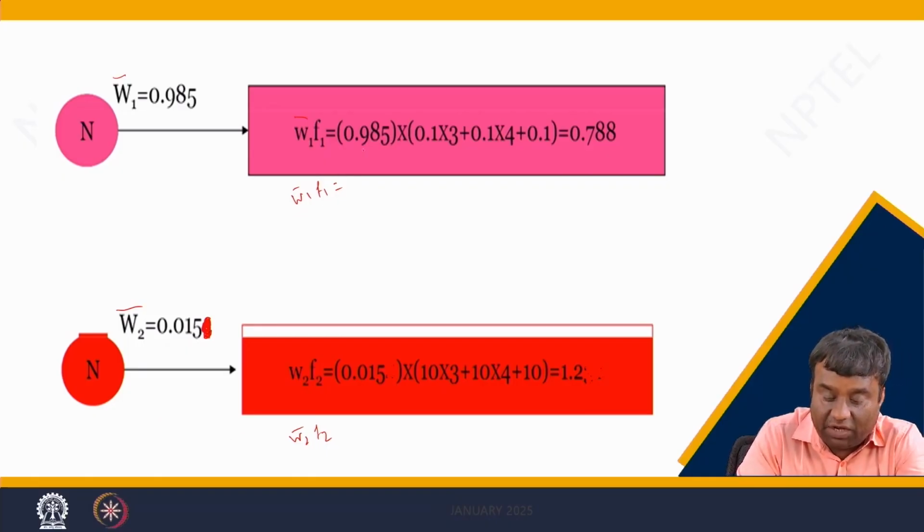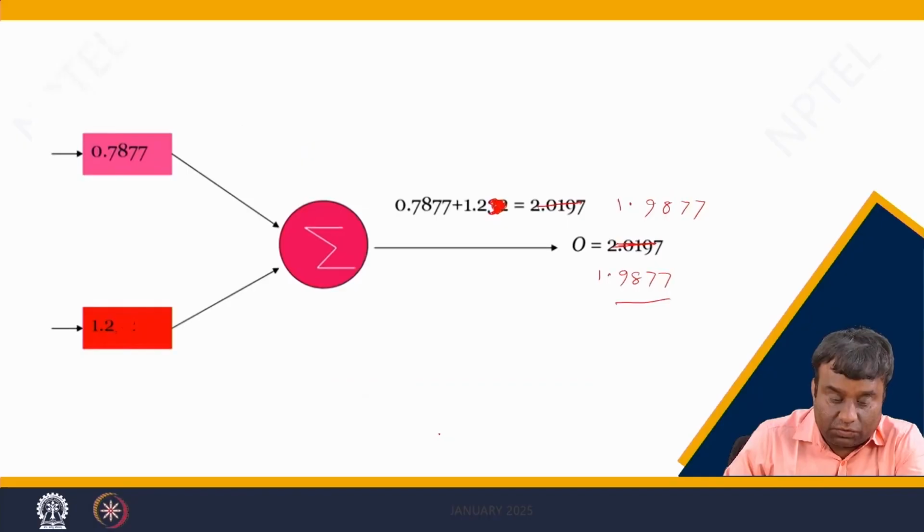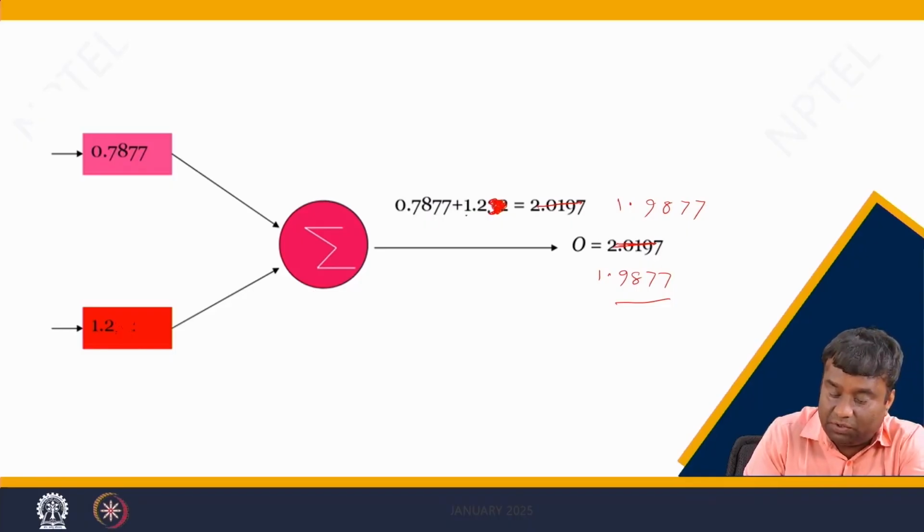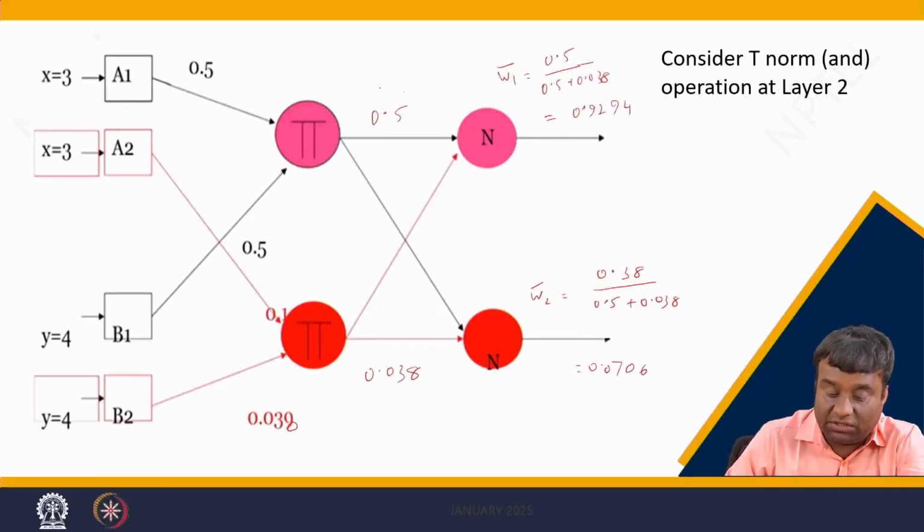So here W1 bar F1 is 0.985 into 0.8, so that is 0.788. Here W2 bar F2 is equal to 0.015 into 80, so you'll get 1.2. So this is 0.7877 and 1.2. Layer 5 is the summation layer, so you will get the output as 1.9877.